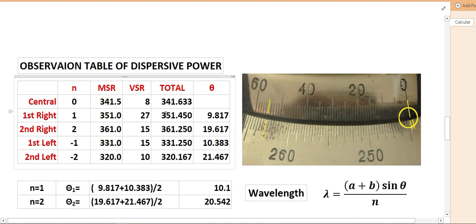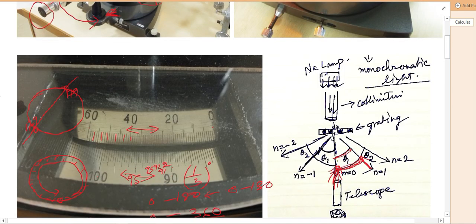Now here is a typical table that you would take. First is the n, the position of the image: the central one, the first on the right, second on the right, and then first on the left, second on the left. For all these positions, I have calculated the main scale reading, the vernier scale reading and the total scale reading. Remember, total is the main scale reading plus the vernier scale reading multiplied by the least count. So that's how I got these numbers. Once I have calculated these total readings for the central, first right, second right, first left and second left, please do remember this configuration.